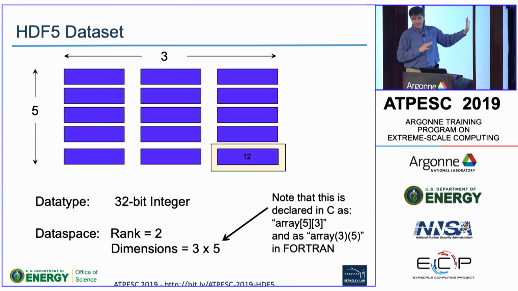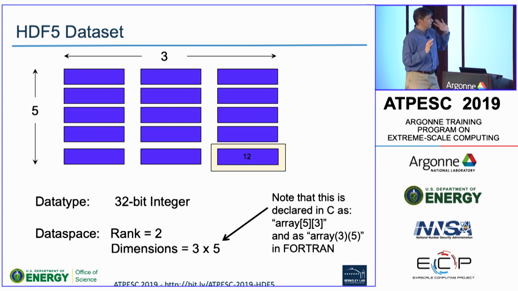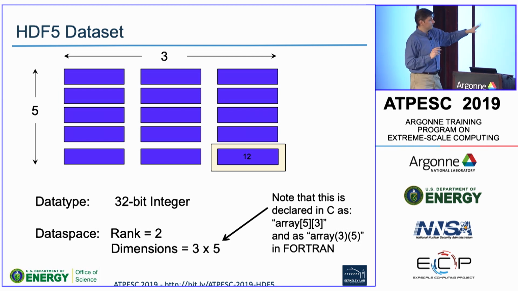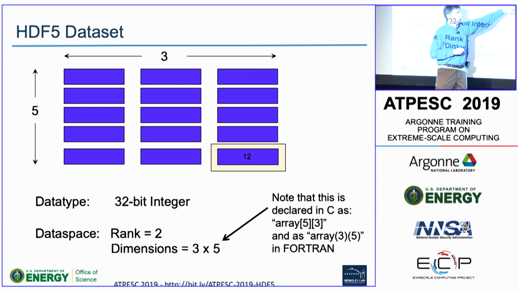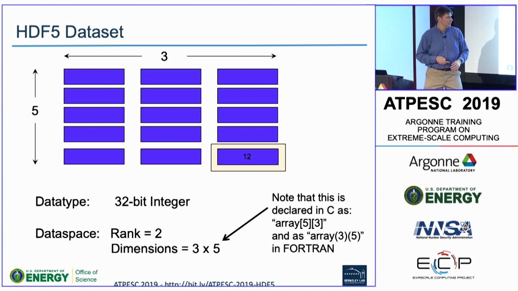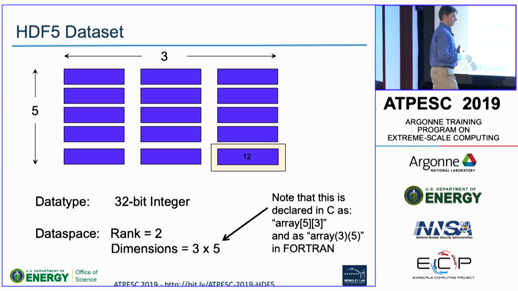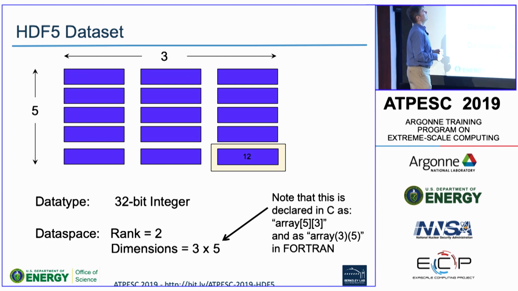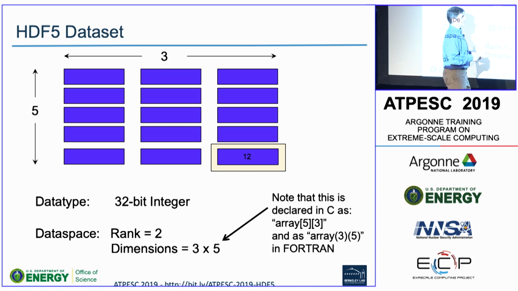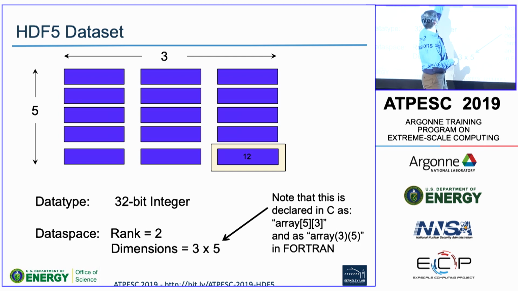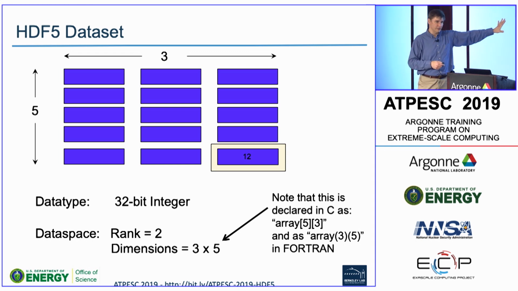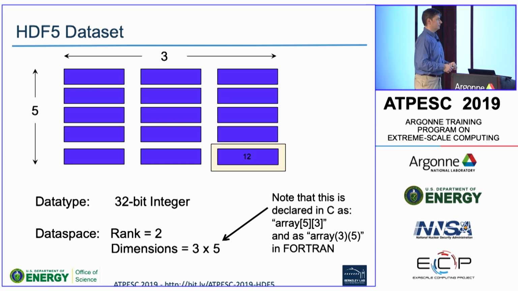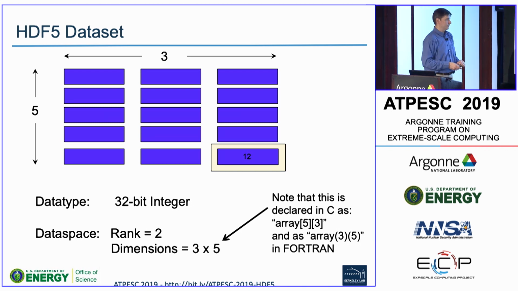So this is a simple overview of a very straightforward data set, right? It's two-dimensional, it's 3 by 5. The data type is 32-bit integers. It stores obvious integer values as array elements. In C, you would declare this array type as 5 by 3, right? The fastest changing dimension in C is always the last one, and that's how we index it in HDF5 as well, but Fortran historically goes the other way, right? As long as you declare them and you tell HDF5 that, everything will be fine. Your data will be portable between C and Fortran, and it'll all work out.